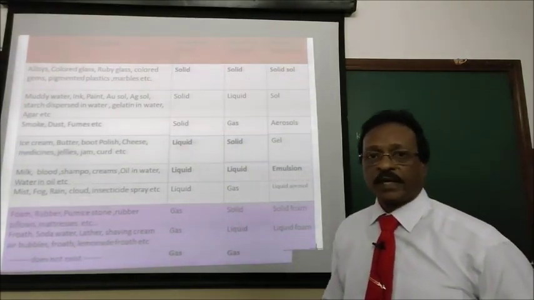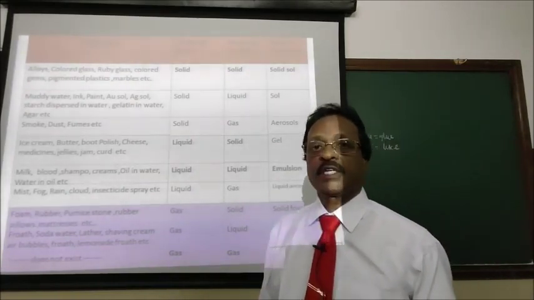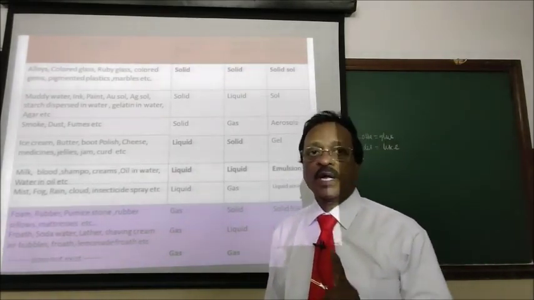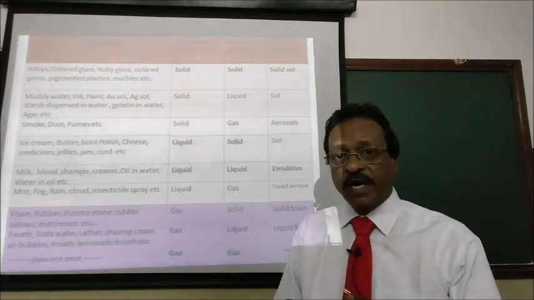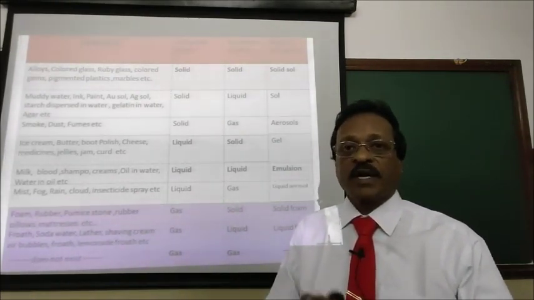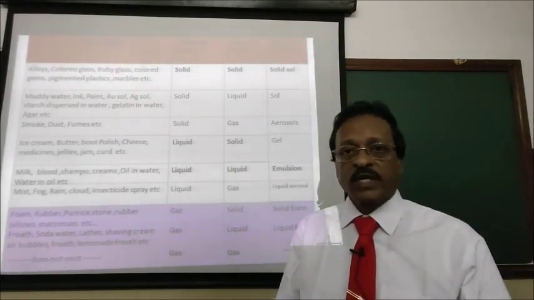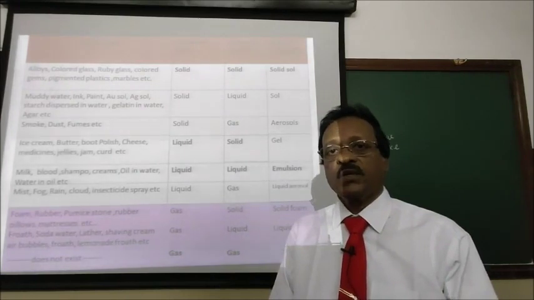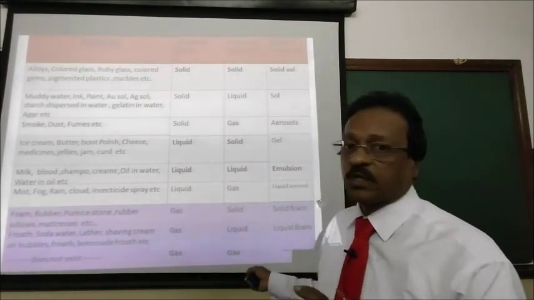Can you say why gas in gas is not possible? Why is there no system with dispersed phase and dispersion medium? Because I told you colloid is a heterogeneous system. It has two different phases, but gas is homogeneous. It cannot form a colloidal system. One should be the dispersed phase and the other the dispersion medium. Gases are miscible in all proportions, so gas cannot have two different phases. Therefore, for gas in gas, no system will exist.